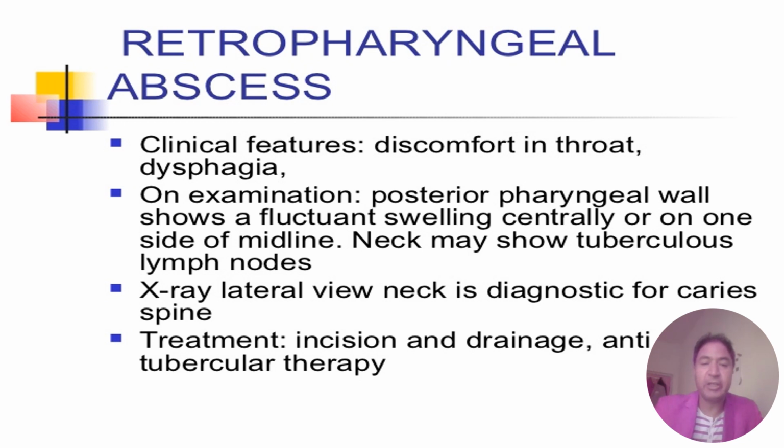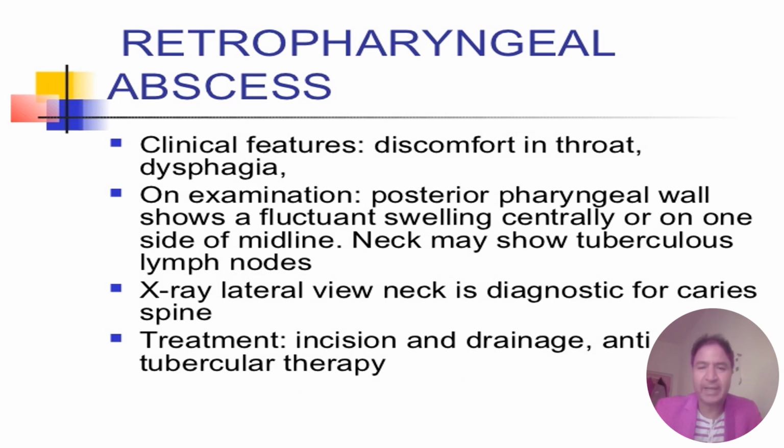Clinical features: discomfort in the throat, dysphagia. On examination, the posterior pharyngeal wall shows a fluctuant swelling centrally or on the side of midline. Neck may show tuberculous lymph nodes. X-ray lateral view neck is diagnostic of caries spine. Treatment is incision and drainage, antibiotic and anti-tubercular therapy. So we give anti-tubercular therapy.